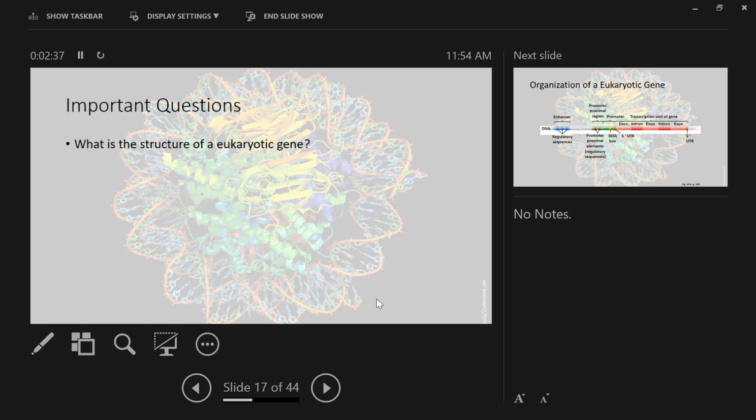Either way, that's the control of gene expression, and that's the sum of it in prokaryotic cells. Prokaryotes tend to have small genomes compared to eukaryotic cells, even compared to single-celled eukaryotic cells, and therefore gene expression is a little bit simpler.